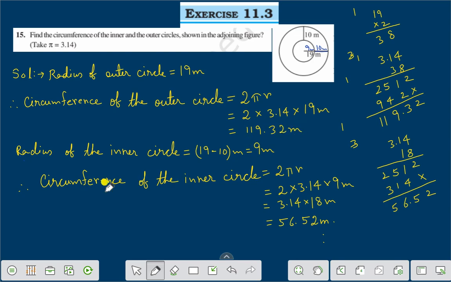Here in the adjoining figure, what we find is that the circumference of the outer circle is 119.32 meter and the circumference of the inner circle is 56.52 meter. This is the inner circle, this is the outer circle. You have to find the radius. The radius of the outer circle is 19 meter. Here it is given as 10 meter. Therefore, the radius of the inner circle will be 9 meter, because 9 plus 10 is 19 meter. Therefore, you can find the circumference of the inner circle as 2 pi r, and that one you will get 56.52 meter.